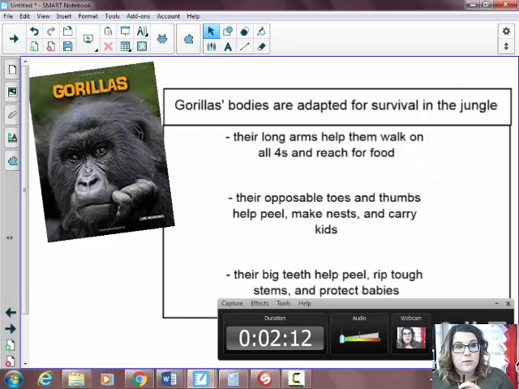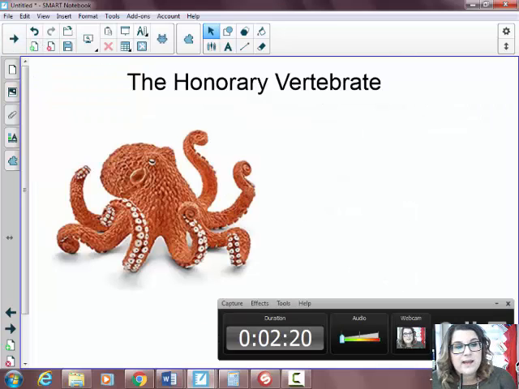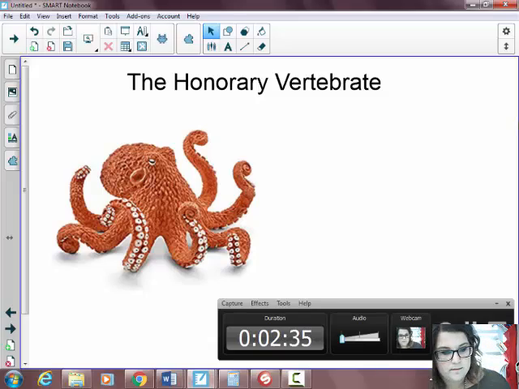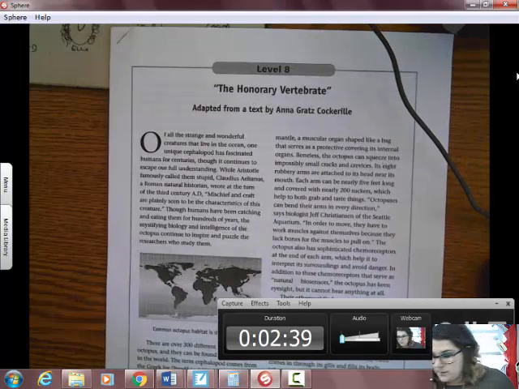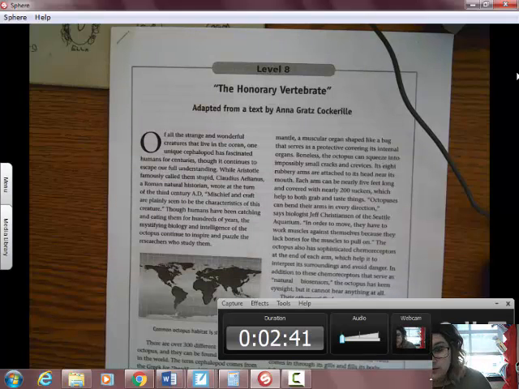When we read the book Gorillas, we were able to create boxes and bullets based on the headings and the information found within each. Today we're going to take a look at a text called The Honorary Vertebrate. This one does not have any headings, so we're going to have to figure out how to organize that information ourselves. Let's take a look at the text. The Honorary Vertebrate. I'm going to read just the first couple of paragraphs.